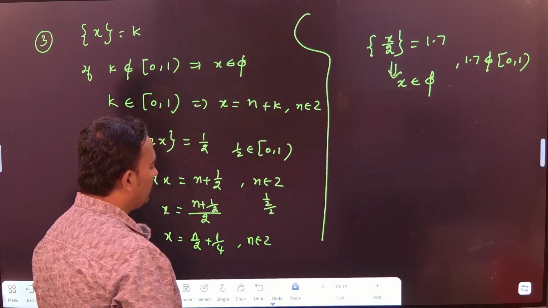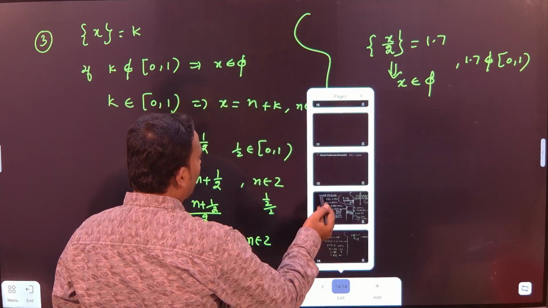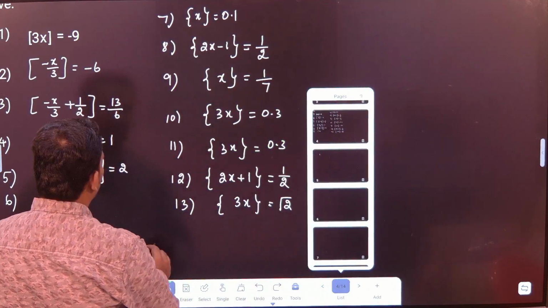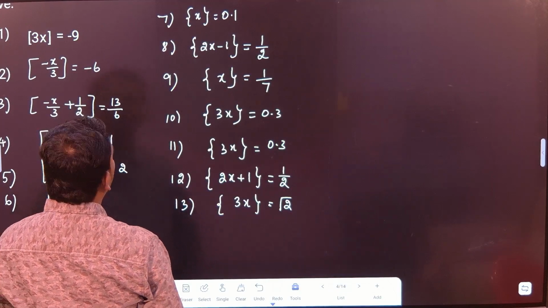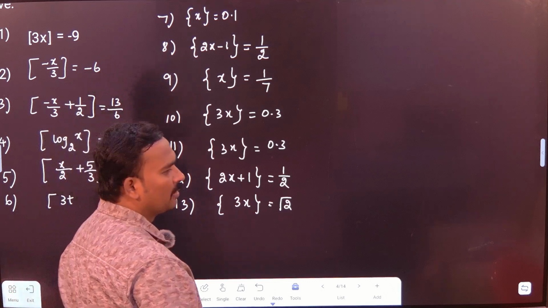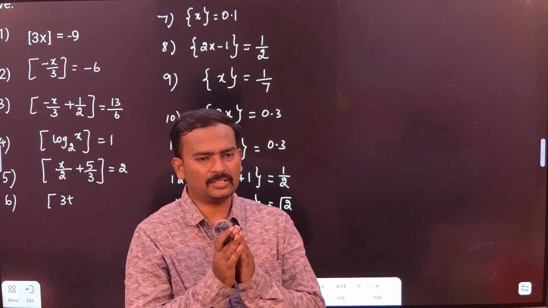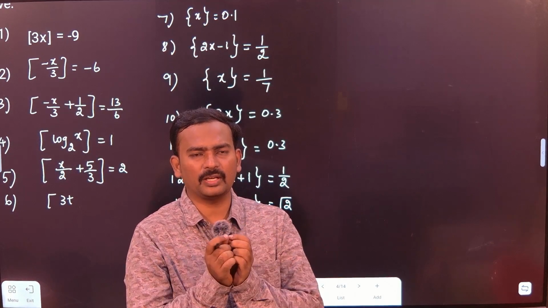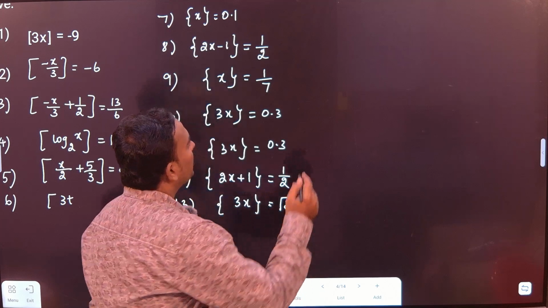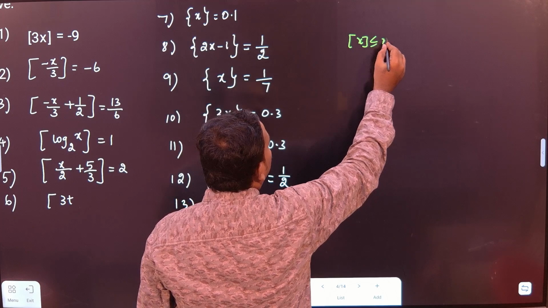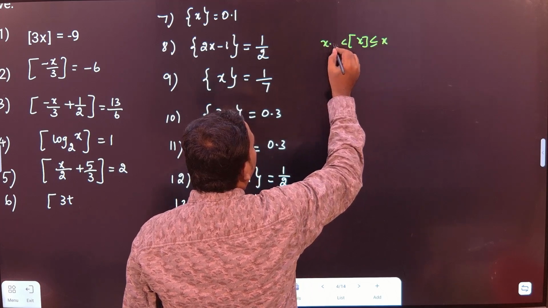Let me start with a different example. Okay, let me start with this. First, the greatest integer function we discussed. What is the relationship between the fractional part function and the greatest integer function? The greatest integer function is always less than or equal to x. It should be more than x minus 1.